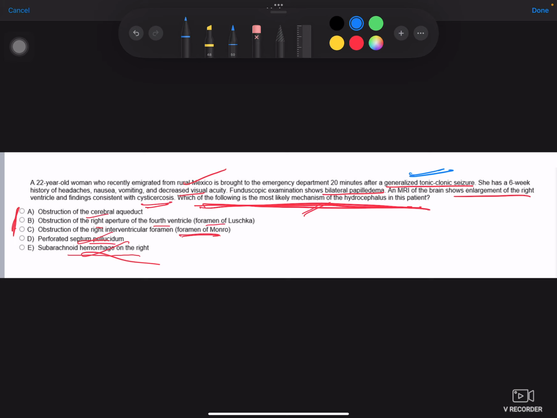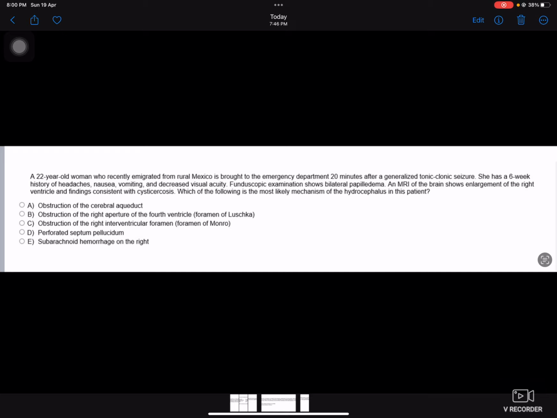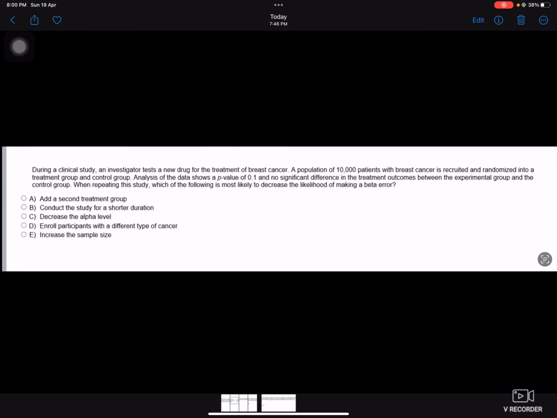So I think here, what should be the answer? Obstruction of the cerebral aqueduct, obstruction of the right aperture of the fourth ventricle, Luschka. I think the answer should be C here. If you remember your neuroanatomy, the whole ventricle image was given. I think the answer should be C. Comment down your answers.